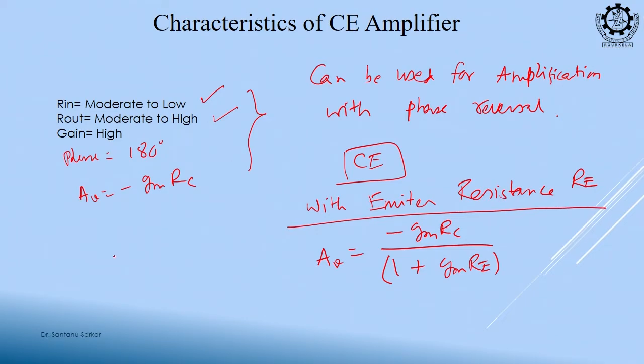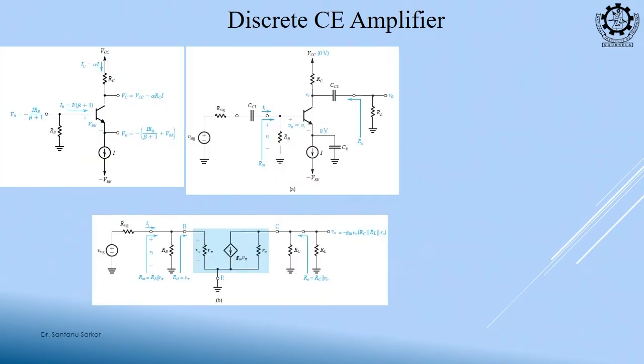So, that is why sometimes it is called degeneration resistance. Okay. Regeneration means to increase, degeneration means to decrease. So, this is the complete discrete common emitter amplifier.